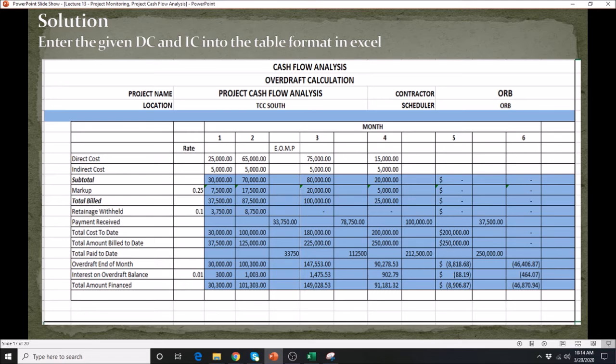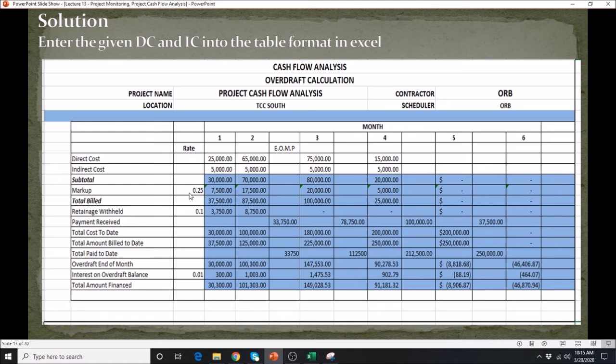Alright, so what we need to do by using that Excel format that we have is to only plug in those direct and indirect costs at every given month. So here, we have 4 months for this particular project, and then it will populate or automatically calculate those values within the shaded portion. As a caution to you, please don't mess up any of those cells within this shaded portion. Those are predetermined formulas to develop this particular project cash flow.